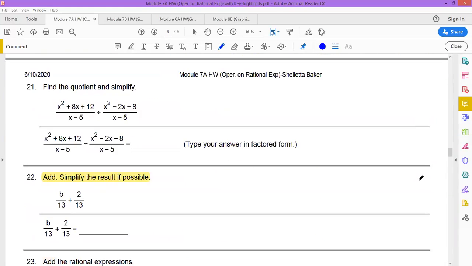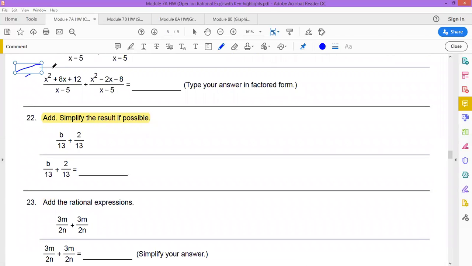All right, let's look at number 22. For this problem, we're asked to add and simplify. So when you're adding these expressions, think about what you know about adding and subtracting fractions. We know that we need to have the same denominator in order to add or subtract fractions. We already have the same denominator here, so keep that denominator and then add the terms in the numerator, b plus 2. And this will be your solution. So same denominator, keep the denominator, add the numerator because the plus sign is there.